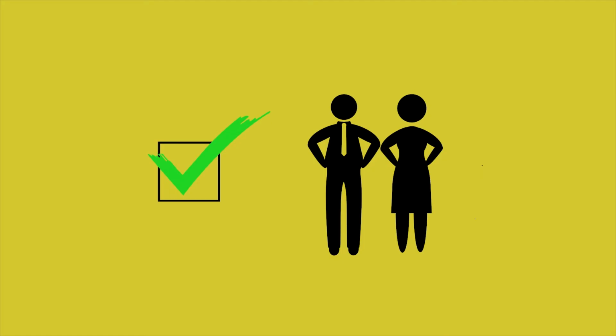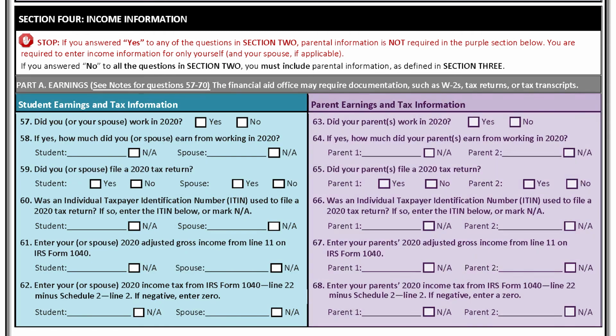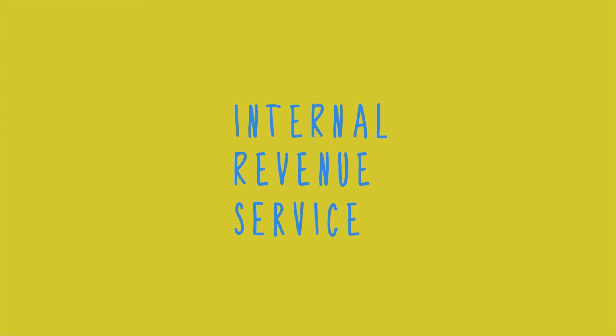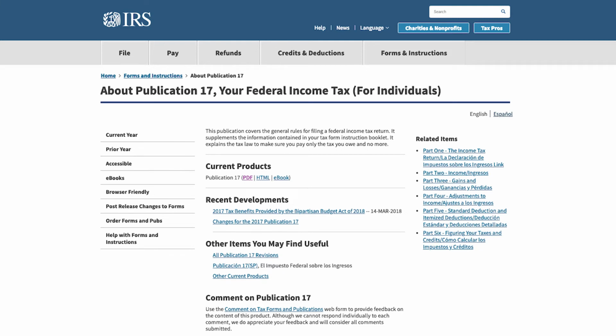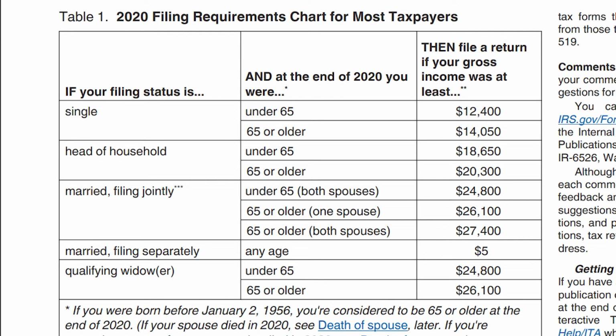If you were required to enter parental information back in Step 3, you must also enter parental income information in Step 4. There is a section for the student earnings and a separate section for parent earnings. It's important to know that the Internal Revenue Service, or IRS, requires you and/or your parents to file a tax return if either you or your parents meet the income thresholds established annually by the IRS. For more information regarding income thresholds, go to www.irs.gov and look at IRS Publication 17, Table 1-1, Filing Requirements for Most Taxpayers.